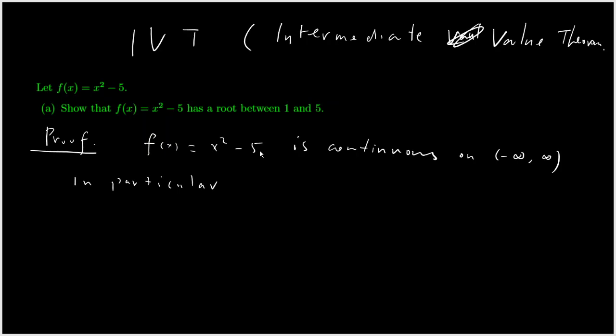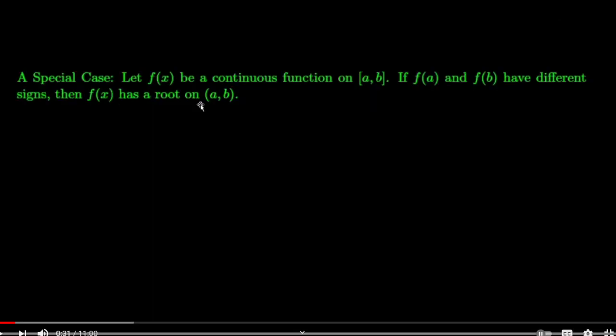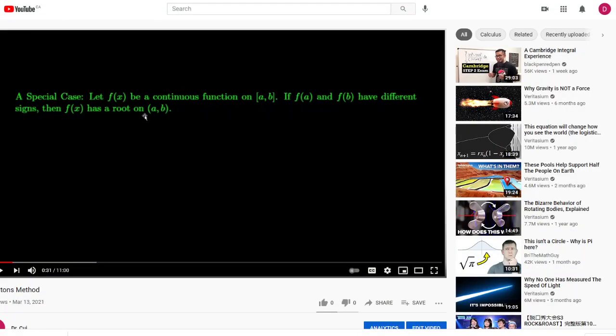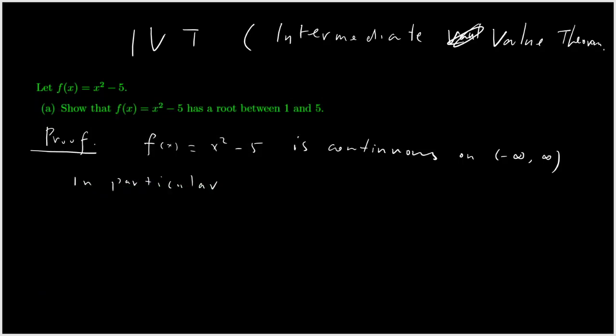to use IVT, the continuity condition means the function is continuous on the closed interval from A to B. You see the conditions here, right? The function is continuous on the closed interval from A to B. I will show you what's going on in this particular case.